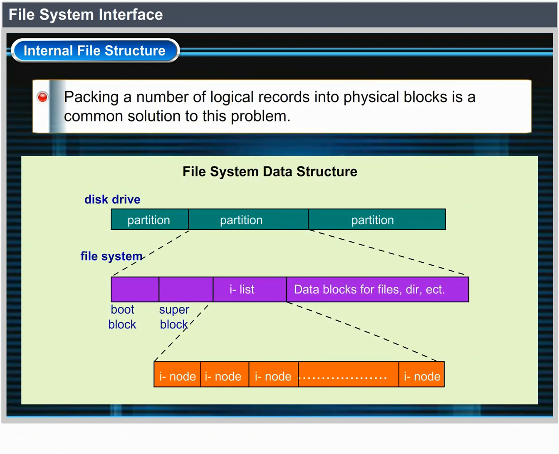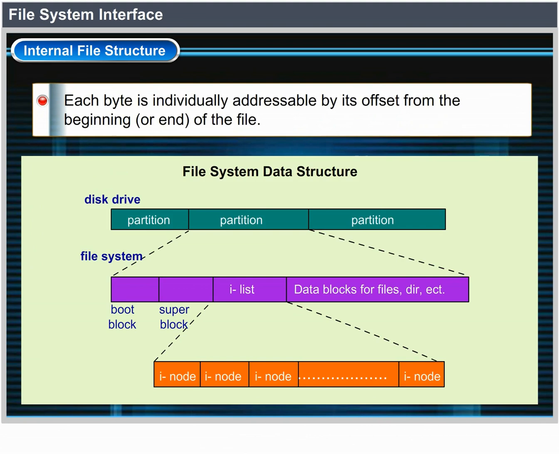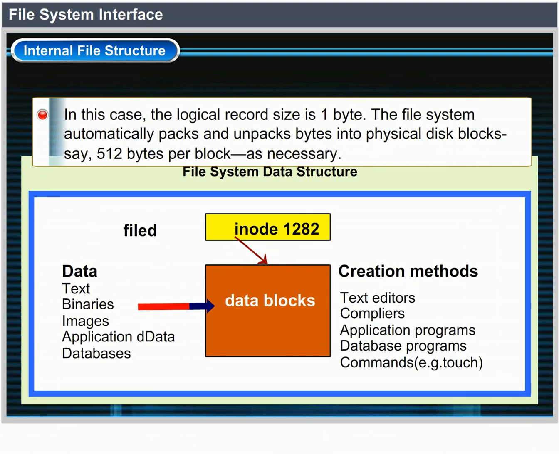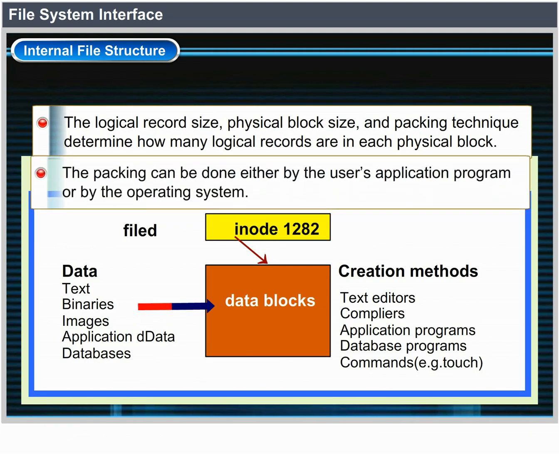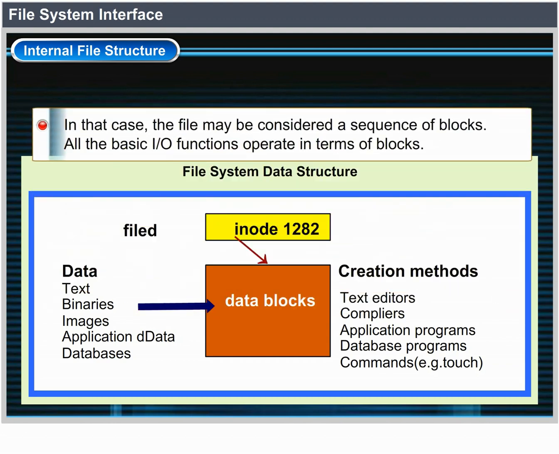For example, the Unix operating system defines all files to be simply streams of bytes. Each byte is individually addressable by its offset from the beginning or end of the file. In this case, the logical record size is 1 byte. The file system automatically packs and unpacks bytes into physical size blocks, say 512 bytes per block, as necessary. The logical record size, physical block size, and packing technique determine how many logical records are in each physical block. The packing can be done either by the user's application program or by the operating system. In either case, the file may be considered a sequence of blocks. All the basic input-output functions operate in terms of blocks. The conversion from logical records to physical blocks is a relatively simple software problem.